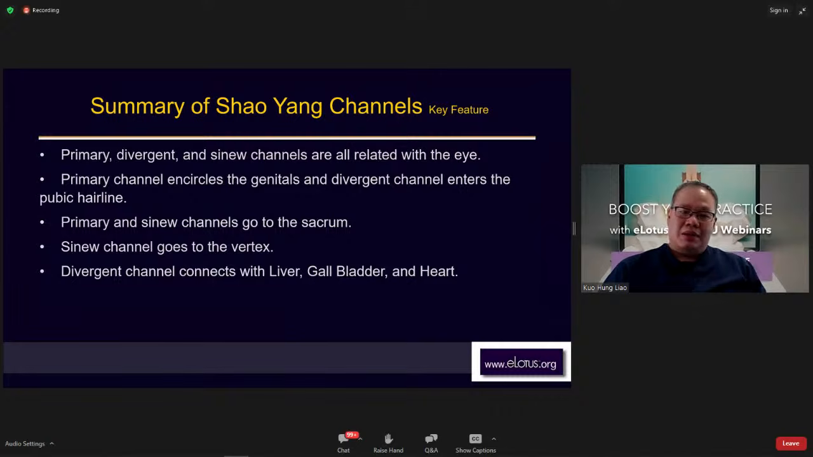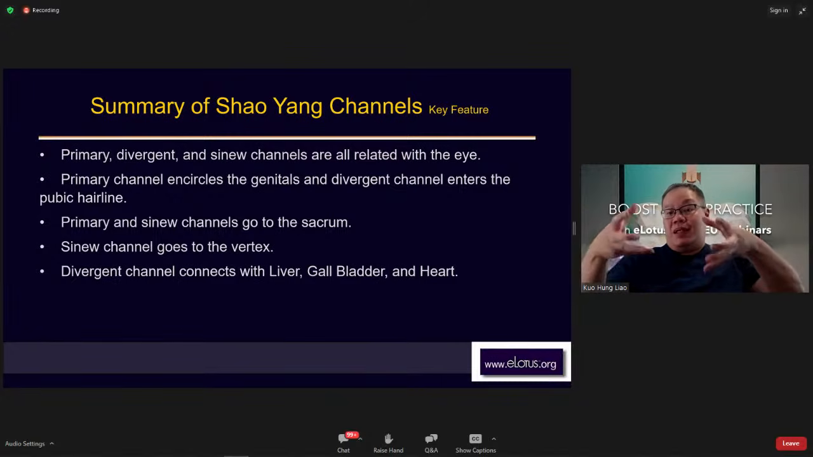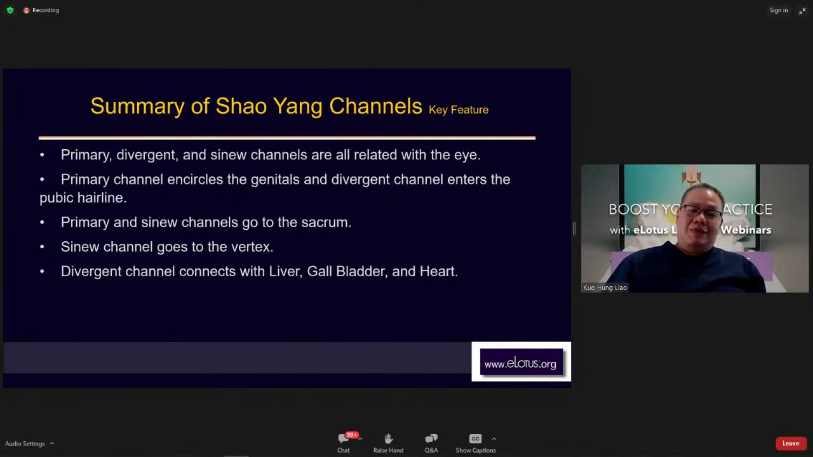Okay, summary. So basically, all the Shaoyang channels, whether primary or sinew or divergent, are related to the eye. They all end up at the outside of the eyes, okay? And the primary channel circles the junction of the pubic area, and the divergent channel enters the pubic hairline. So basically, it's surrounding the pubic inside. And the primary and sinew channels go to the sacral. So same thing, it's surrounding the pubic inside. That's very important, okay?